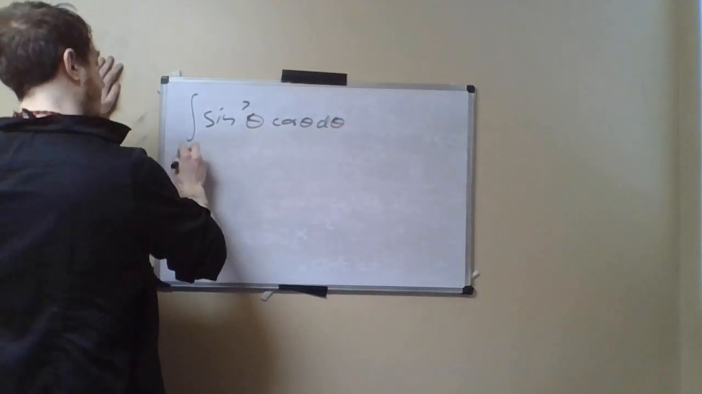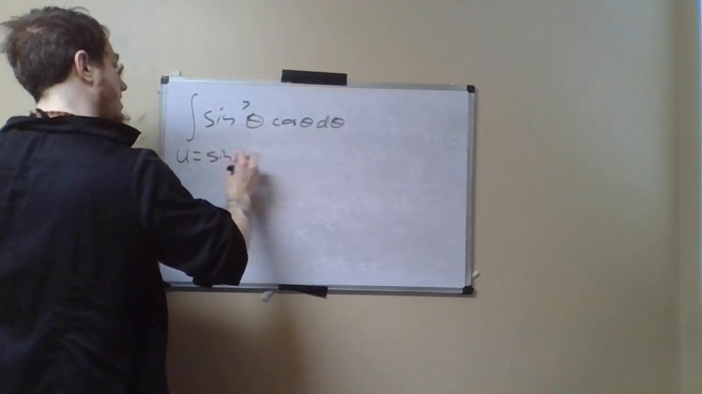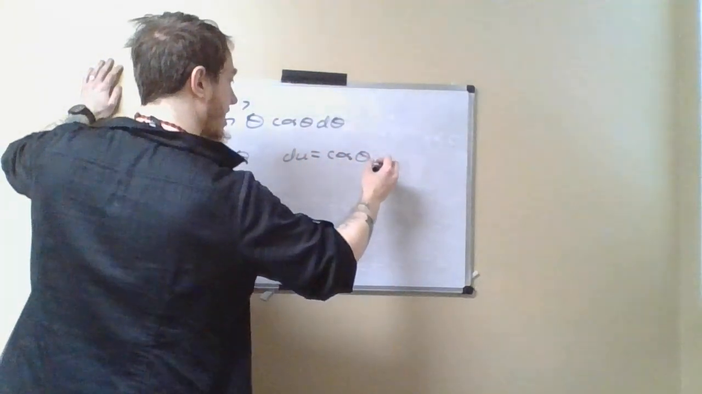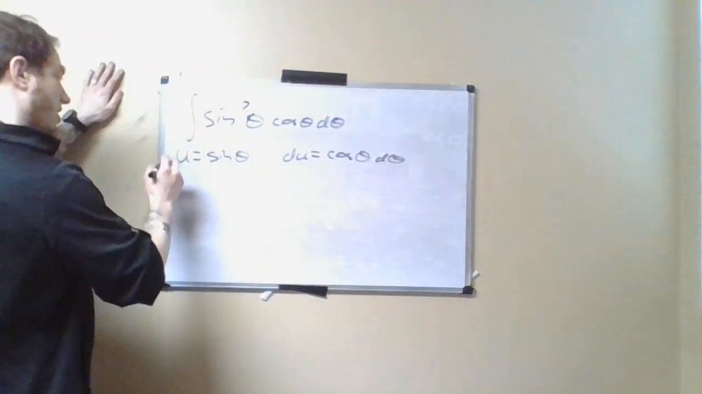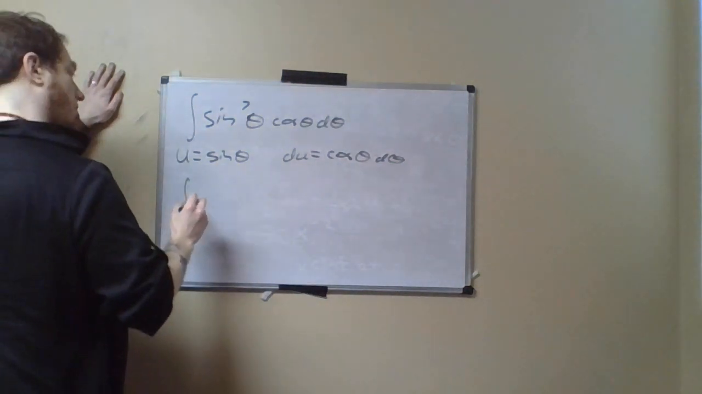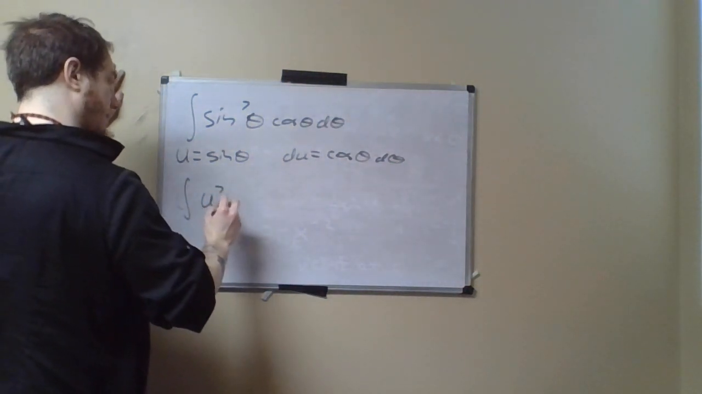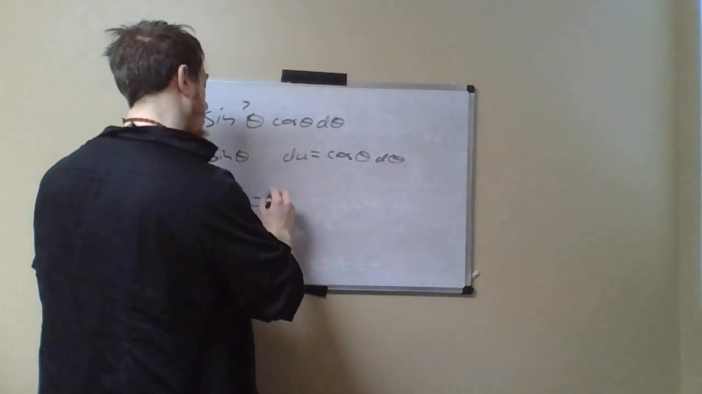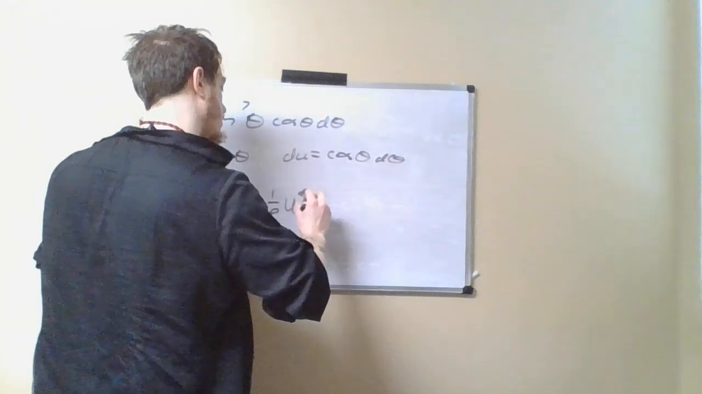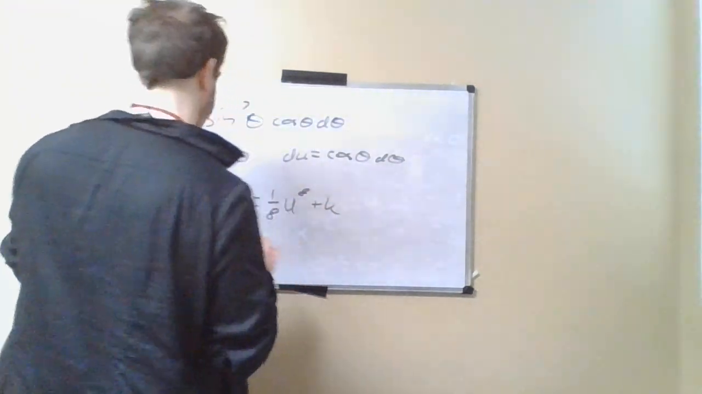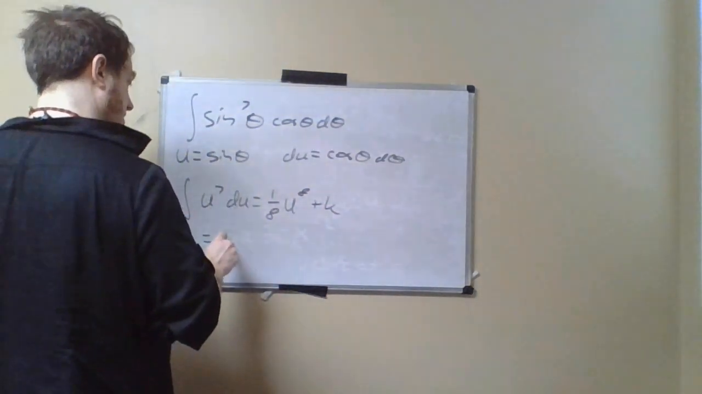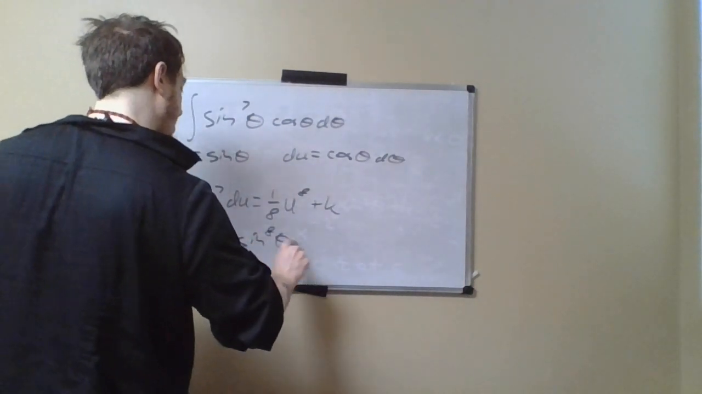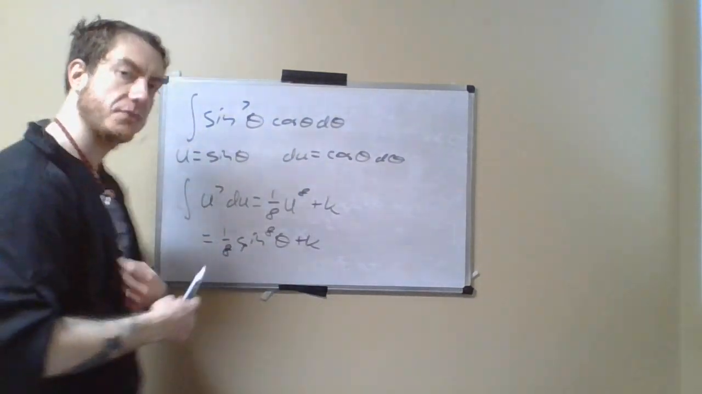Well, once again, what I can do is take u to be equal to the sine of theta. Du is going to be cosine theta d theta, and therefore this integral is going to be the integral of u to the 7th du. That's going to become 1/8 u to the 8th plus a constant. And then this is going to become 1/8 sine to the 8th theta plus a constant.